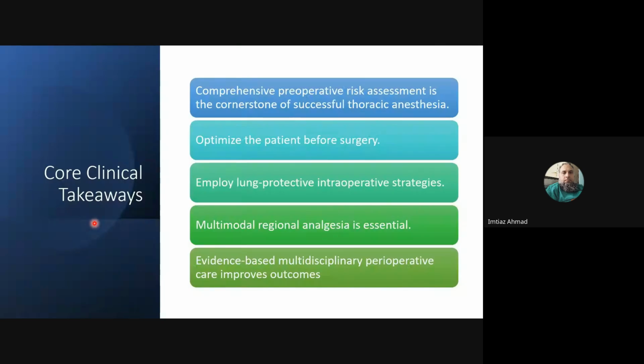Now, core clinical takeaways: comprehensive preoperative risk assessment is the cornerstone of successful thoracic anesthesia. Optimize the patient before surgery. Employ lung protective intraoperative strategies. Multimodal regional analgesia is essential. Evidence-based multidisciplinary perioperative care improves outcome.